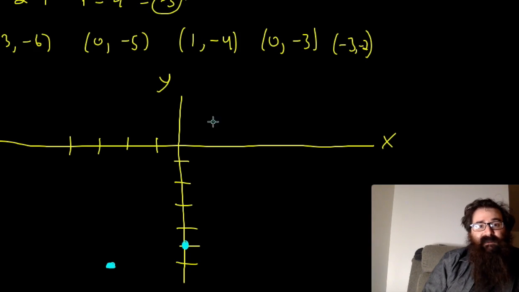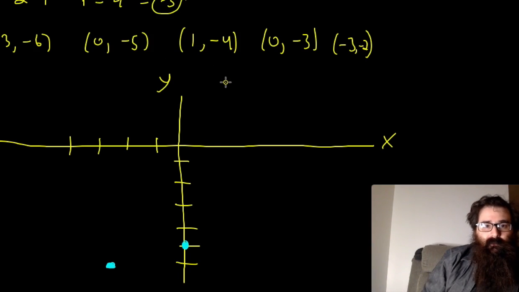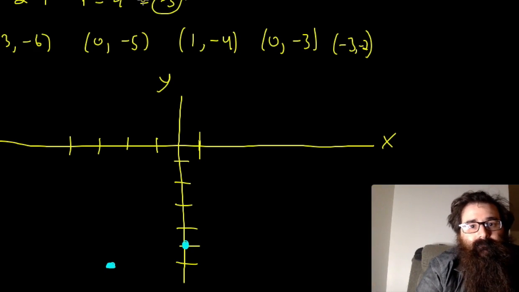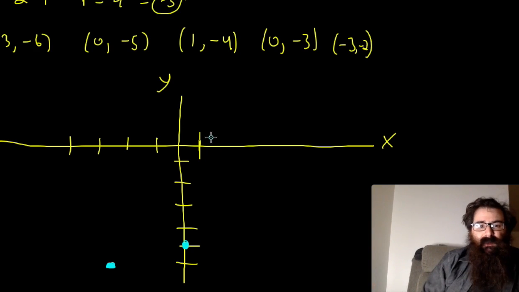We have x is 1, so I didn't put a little notch there. Well, let me go back and do it. I think it's worth doing it. There we go. Back to the baby blue. When x is 1, we get y is negative 4. We can plot that point.